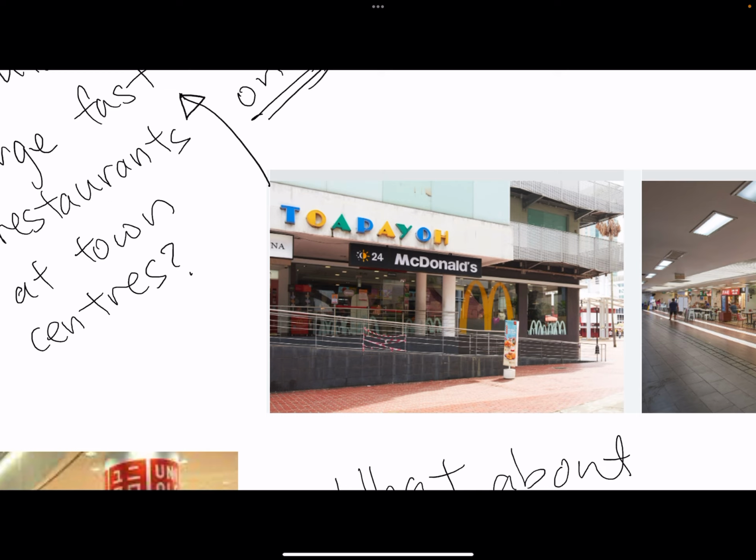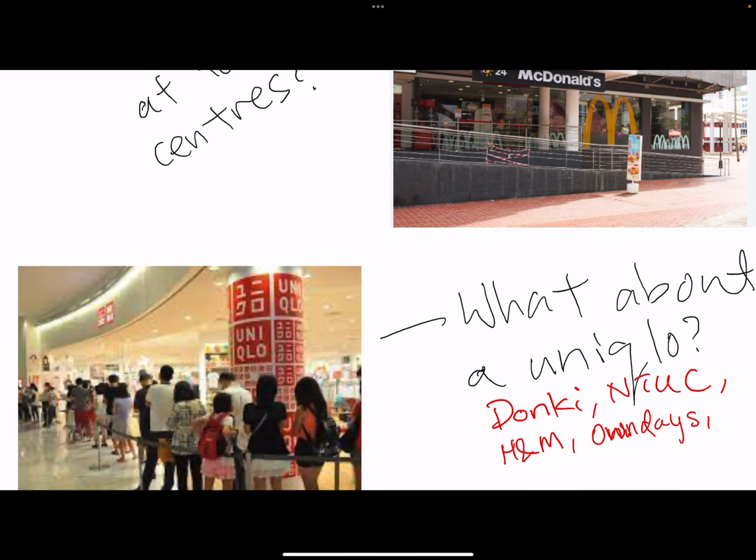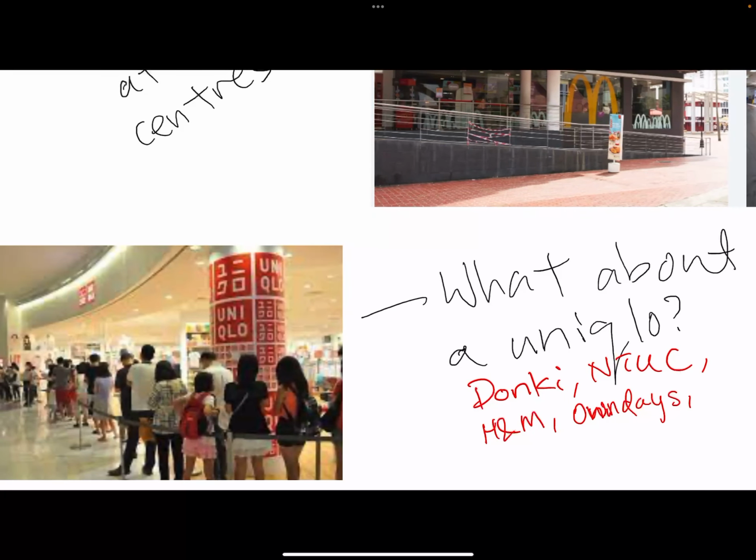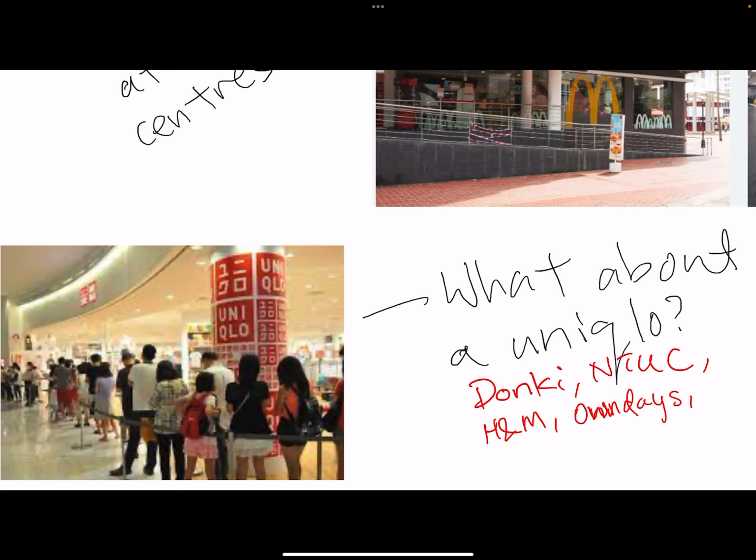Maybe a better example now for a shop that you would find in the town center and not in your neighborhood would be this, right? Something like a Uniqlo or maybe an N2C Finest, an H&M, Old Days or a Donkey Store, something of this manner where you would travel a little further, right?